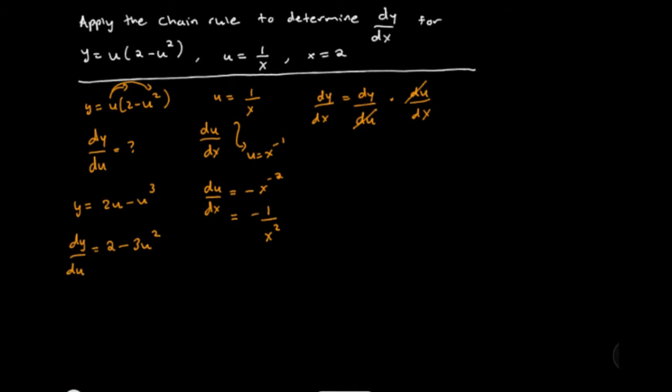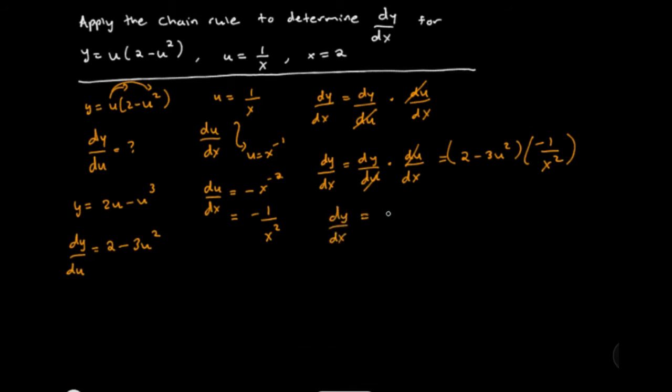And now that you have dy with respect to du and du with respect to dx, if you want to solve for dy over dx, it's equal to dy over du times du with respect to dx. These guys cancel out, and then that's going to basically be equal to 2 minus 3u squared times negative 1 over x squared, right? So now you have the derivative dy over dx, but you actually have it in the form of u and x.